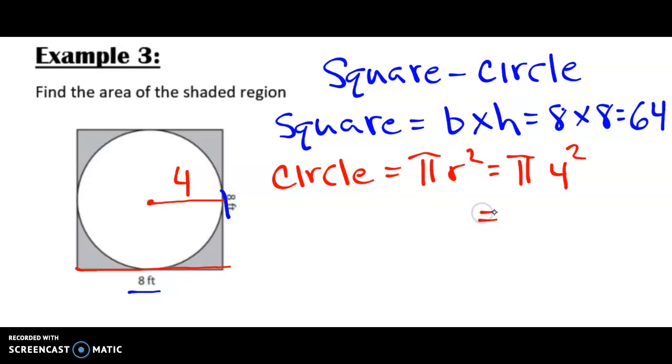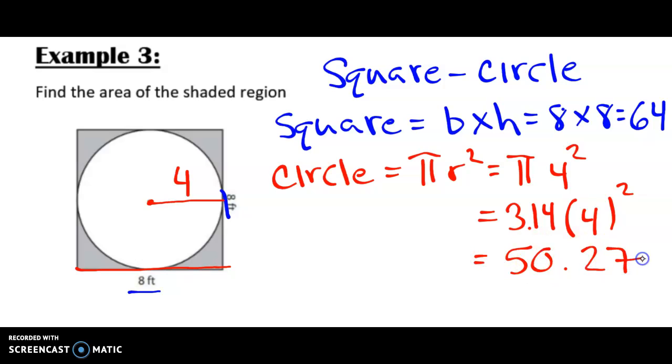Your phones do have a pi button if you turn it sideways, so you can still just use that pi button, or you can always use 3.14 and then do 4 squared. And you should get 50.27 as the circle area.